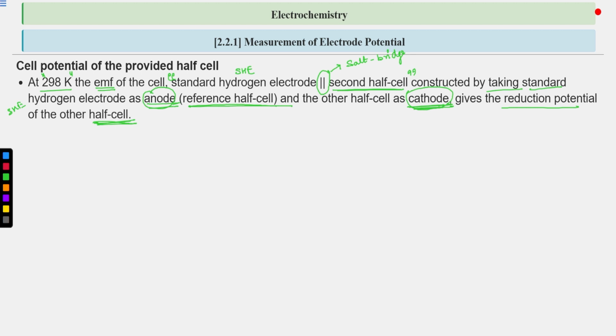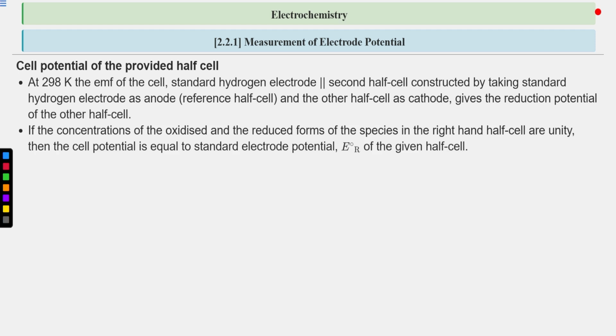Because this standard hydrogen electrode potential will be 0, right? So whatever will be the cell EMF, that will be the EMF of this second half cell. Now let's see how. If the concentration of oxidized and the reduced forms of the species in the right hand half cell are unity, then the cell potential is equal to standard electrode potential. Okay, other cases also given that if the concentration of oxidized and reduced forms of species which you have taken in the right hand half cell, that means this one, right hand means from the salt bridge it is right hand. So concentration of oxidized and reduced forms of species in this right hand half cell are unity.